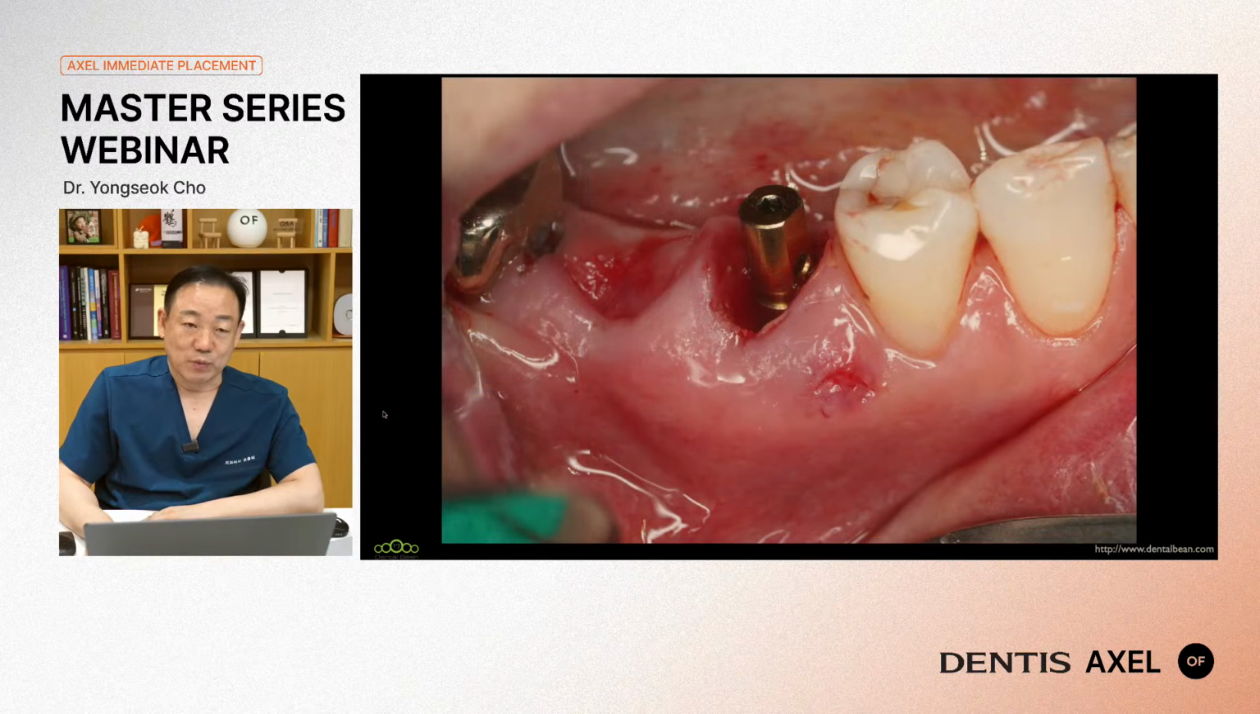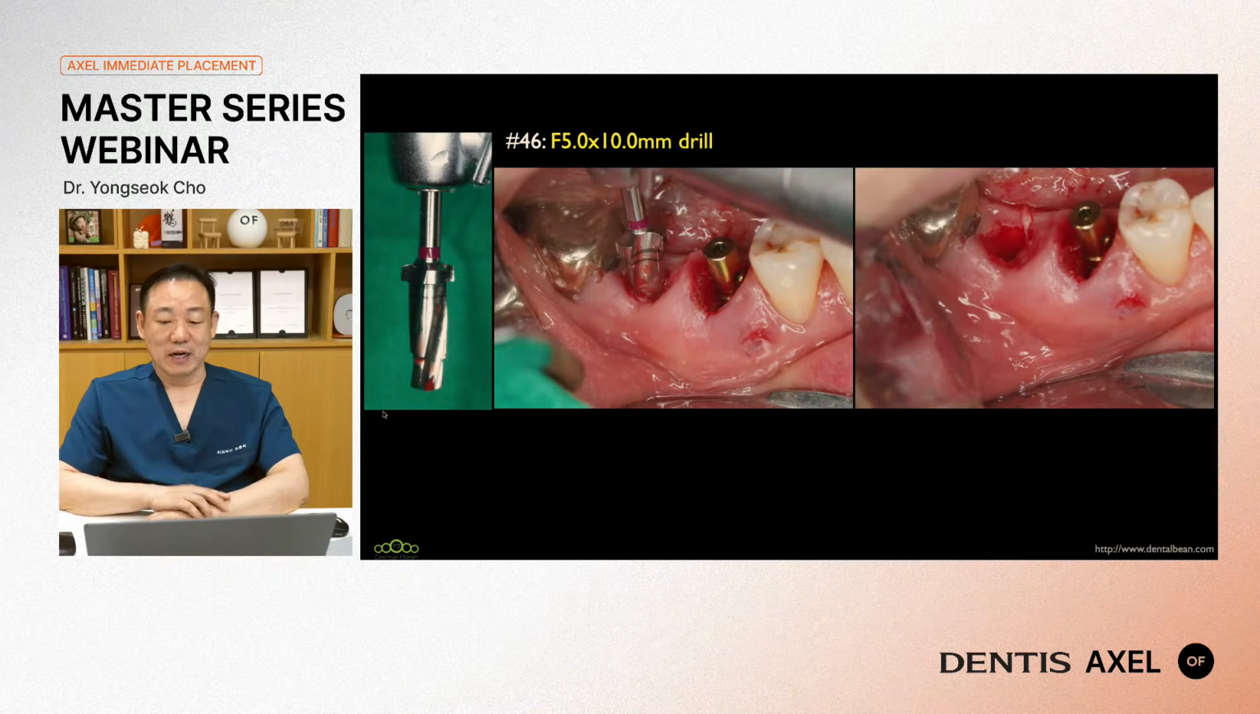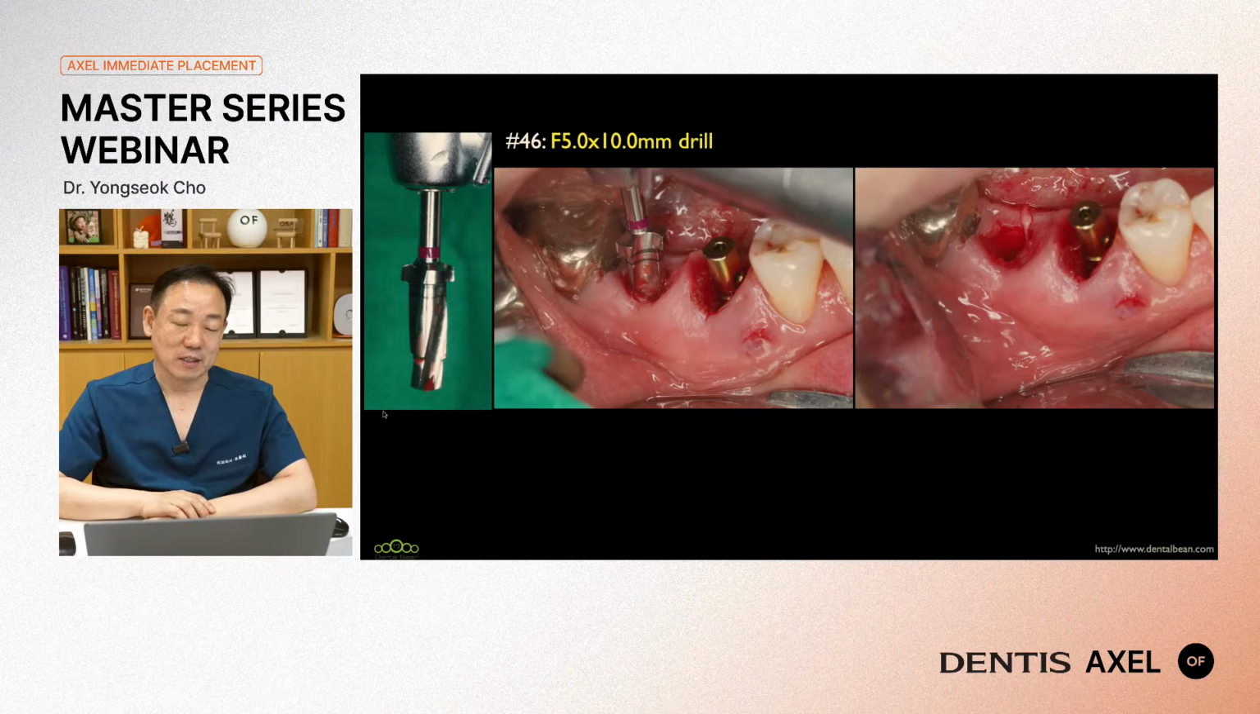And I prepped osteotomy at number 46. It was very hard bone. There was some condensing condition, condensing osteitis there, so I prepped osteotomy a little bit widely. For the final drill, I used one step bigger size.